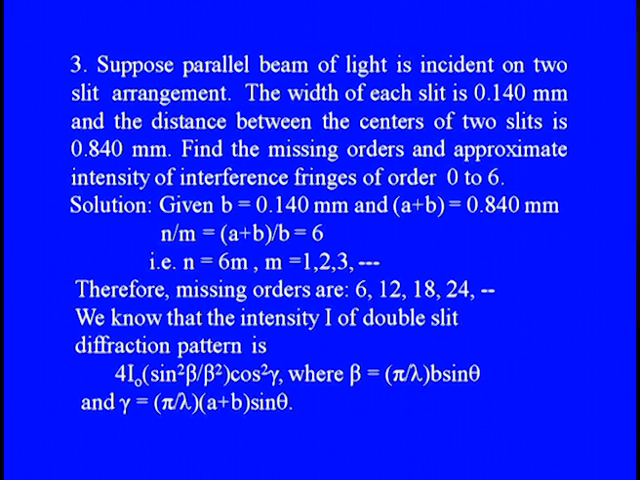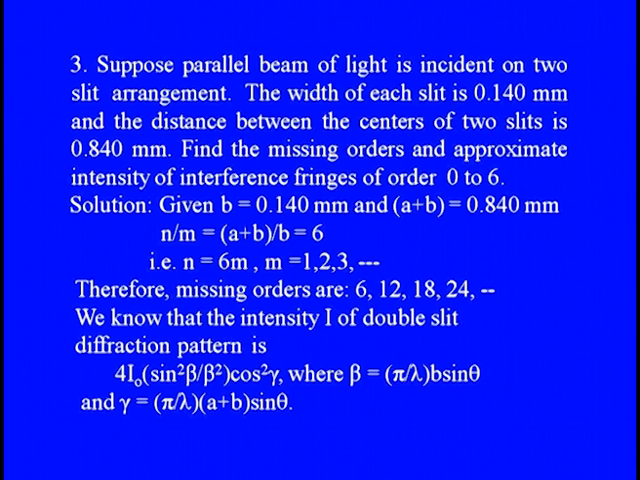In this problem, slit width b is equal to 0.140 millimeter and a plus b equal to 0.840 millimeter. So we can find out n by m, which is equal to a plus b by b equal to 6. That is, n is equal to 6 times m, where m is equal to 1, 2, 3, and so on. Therefore, missing orders are 6, 12, 18, 24 and so on.